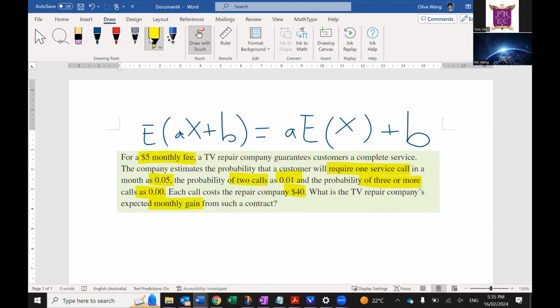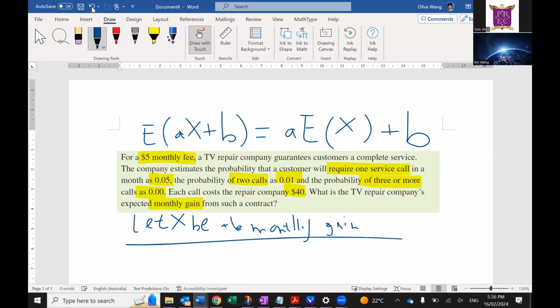Let me think. This one actually has different ways to do it. Let's do 2 ways then. Which ways are we thinking? Because we need to set our table and then do the average and stuff, right? It really depends on how you set up your x. I could let x be the monthly gain, right? So I now set up a table here.